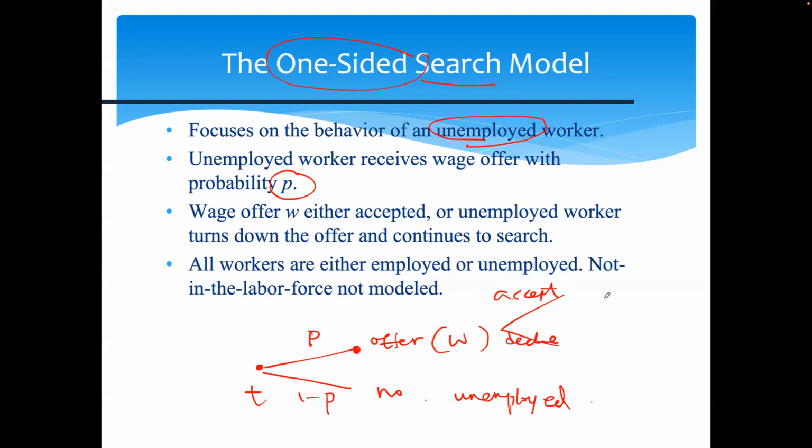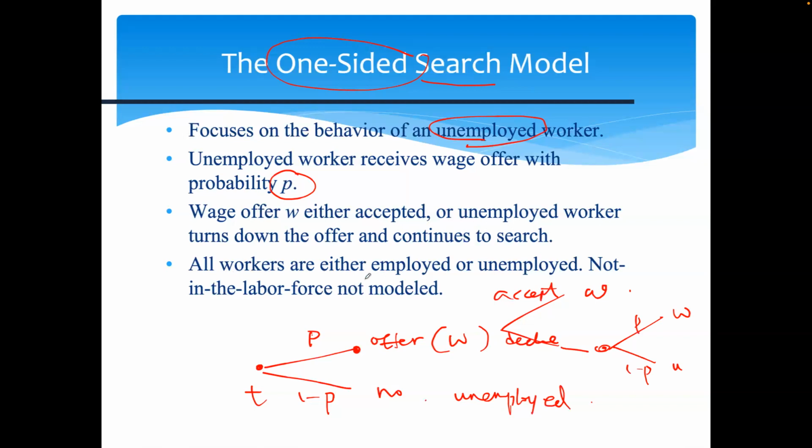Okay? If they accept, then they are going to receive the wage, right? So they're going to keep working. If they decline, now we are going to go to the next period. Right? So we're going to search for a job again, with probability P, with probability 1 minus P, they remain unemployed. Right? So this is how the model, I mean, the event is going to unfold.